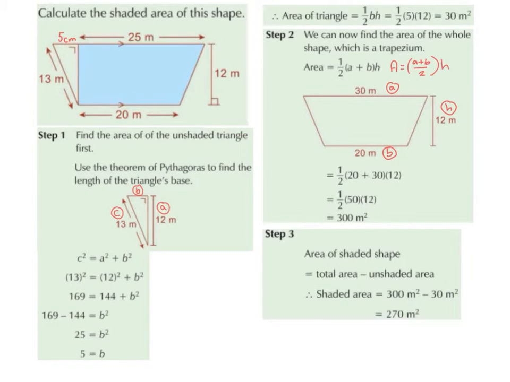169 minus 144 is 25. So 25 is equal to b squared. And the square root of 25 is 5. So b is equal to 5. So that's where that 5 centimeters came from.